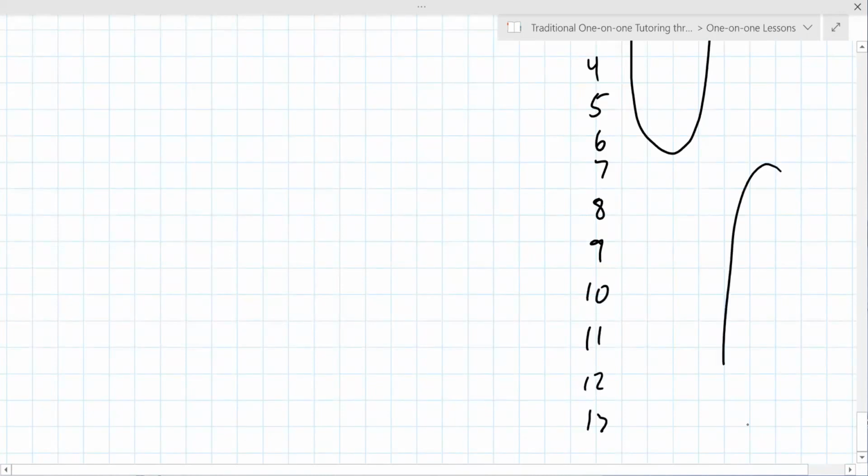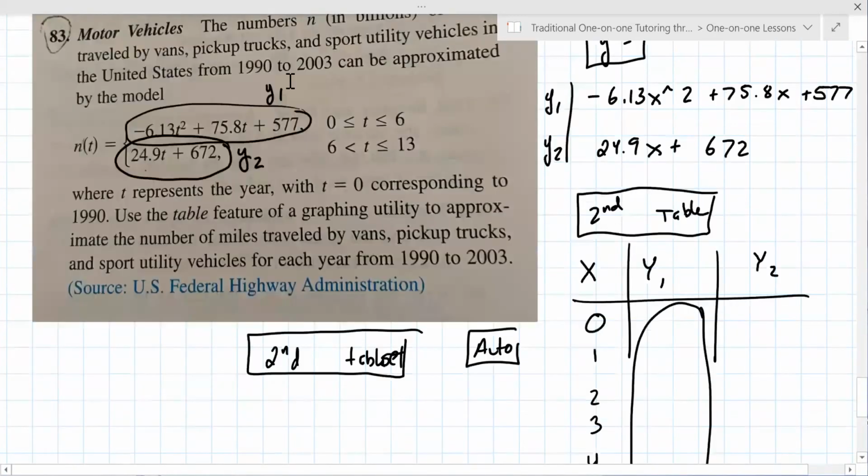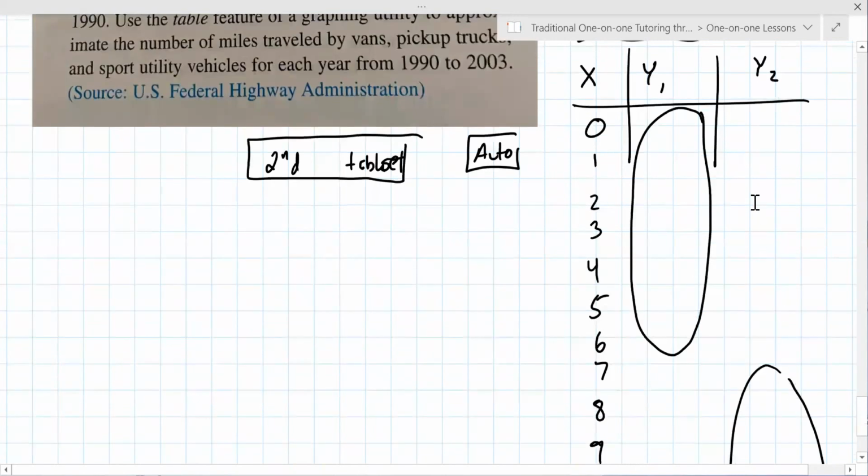You're going to use this one over here, and that's what's meant by this being a piecewise function. That means that it's only valid in certain years. So this question is basically asking you to enter the information into this table.